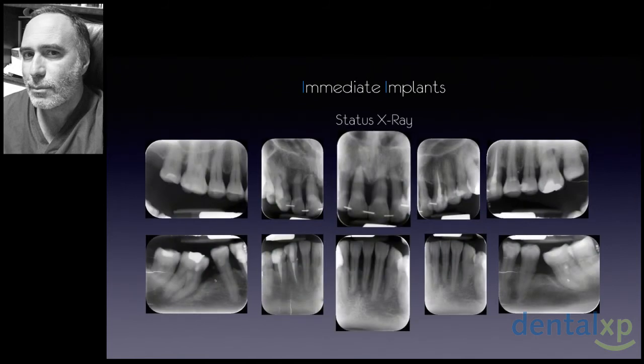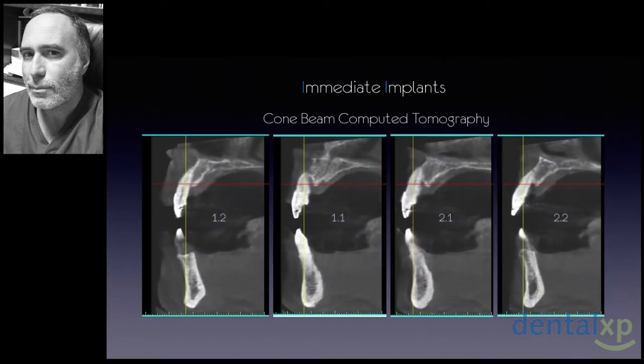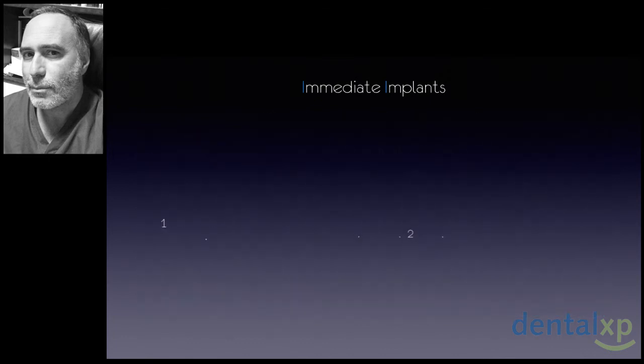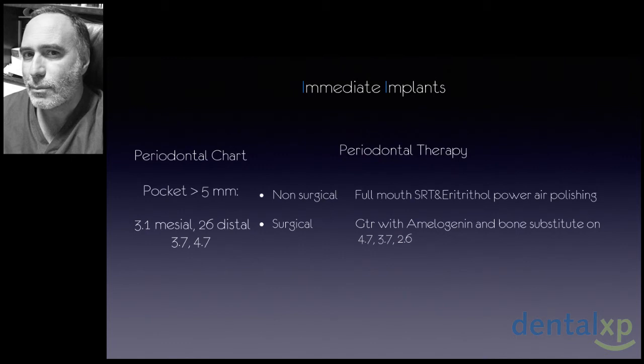You can see the X-ray where it's possible to see an advanced, complex periodontitis. In the CBCT, you can see the massive bone resorption around the central and lateral incisors. In the periodontal chart, we can see deeper pockets, especially in 3.1, 2.6 distal, and 3.7 and 4.7 mesial and lingual.